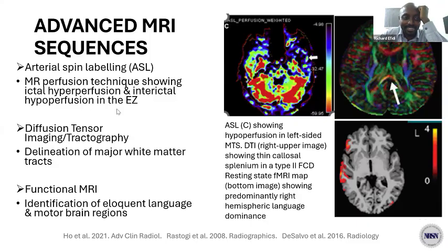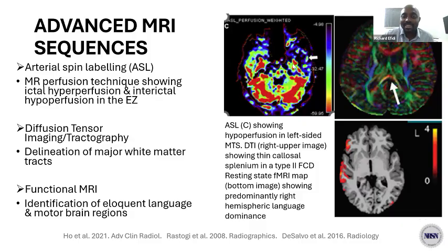Then the diffusion tensor imaging and tractography is also an advanced MRI sequence, which is mainly used for the delineation of the white matter tracts. And then we have the functional MRI, which is used in the identification of the eloquent language areas of the brain. And we've already highlighted the importance of some of this earlier on.